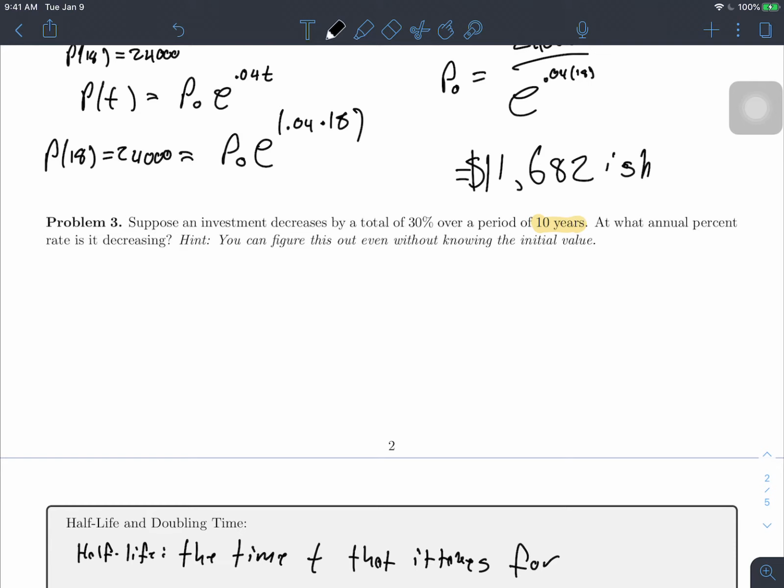So my initial investment, we usually write this as P naught. I think the confusing part of this problem is we don't know how much money we initially invest. So we do the best we can by just representing it by a letter. We'll use P naught. After 10 years, my question to you is, how much do we have left? If it decreased by 30%, say I told you P naught was $10,000. Could you tell me how much I have after 10 years?